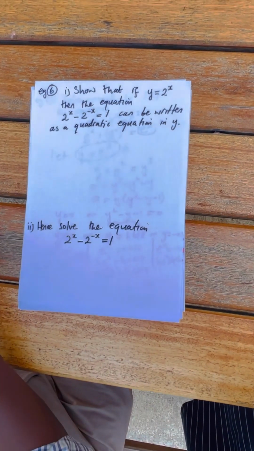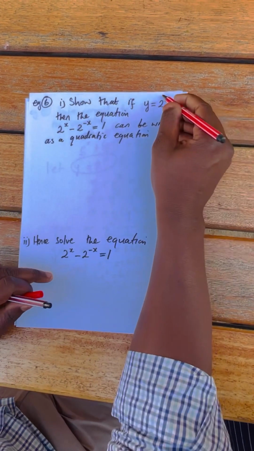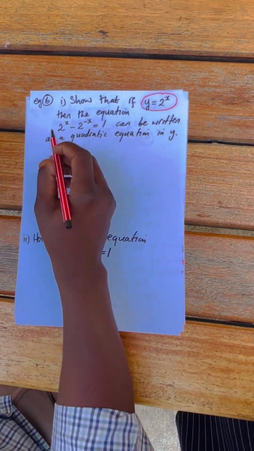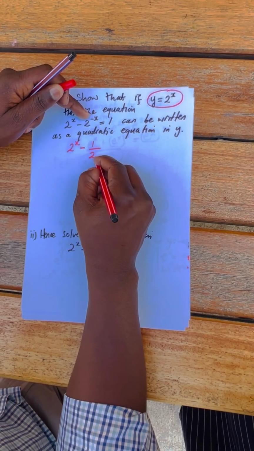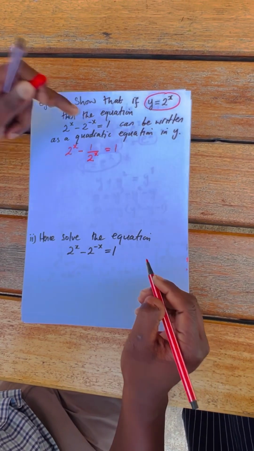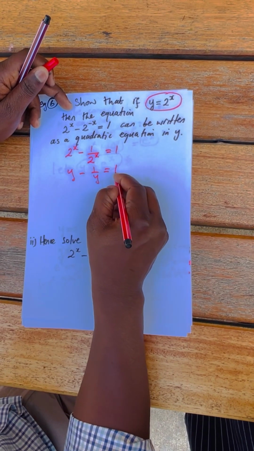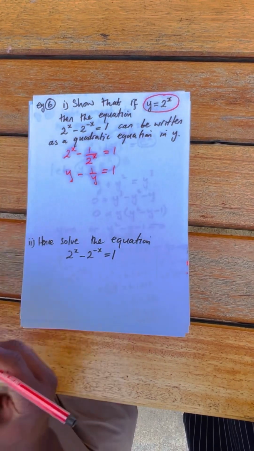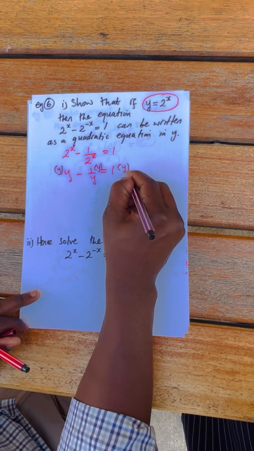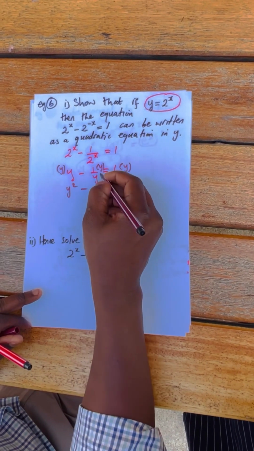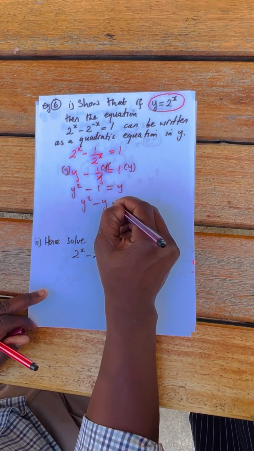So I need to show that that can be written if y equals 2 to the power x. So here they're giving us the substitution. That's important. So I look at what I'm given. Now, using my laws, 2 to the power minus x is the same as 1 over that, equals 1. So now I put my substitution: y minus 1 over y equals 1. I can multiply by y on each term. This becomes y squared minus, the y cancels out, 1 equals y.